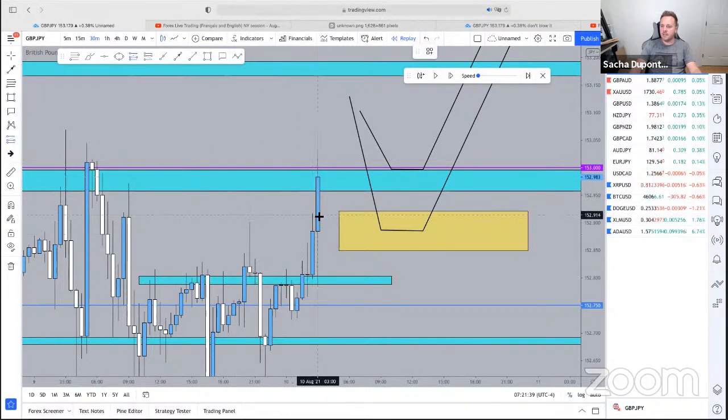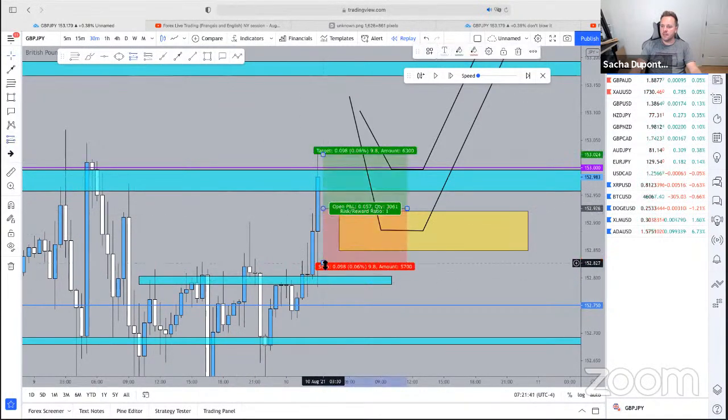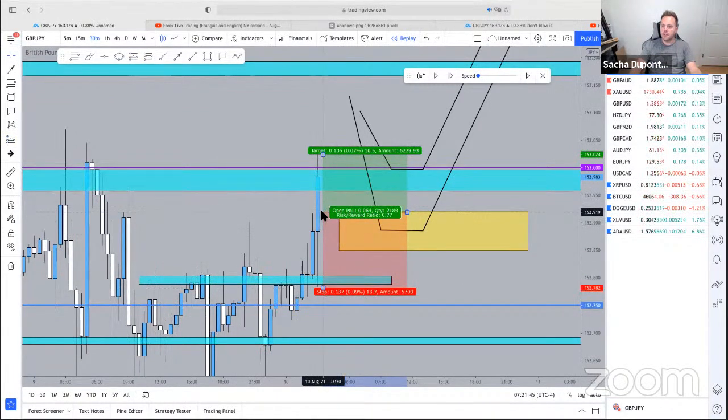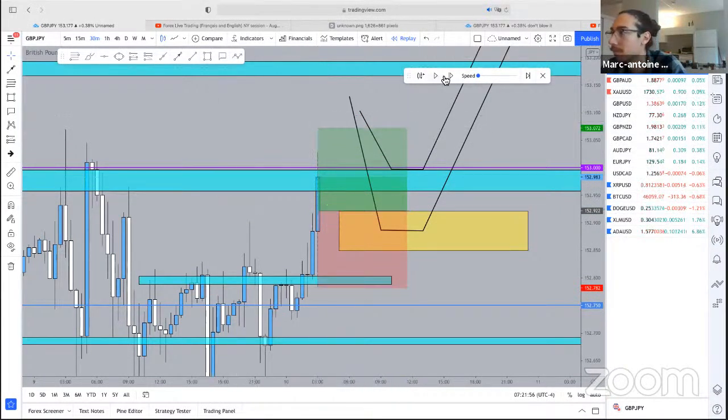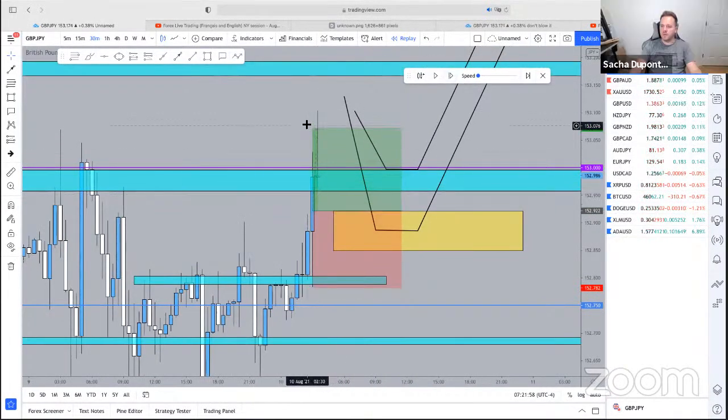So this is actually, let me see. This is a 14 pips stop loss, and aiming for 15.